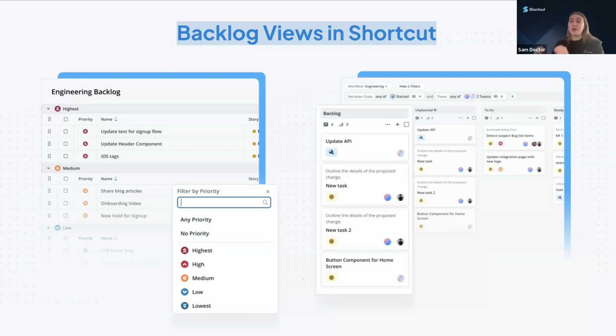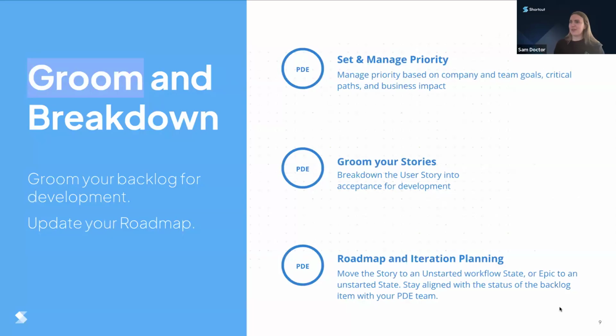You could even filter to highest priority items. You could filter to a specific product area. So if you have stakeholders who want to know about specific high priority items in your backlog and where they land, that's how you can create those saved views and share them out. There we go.